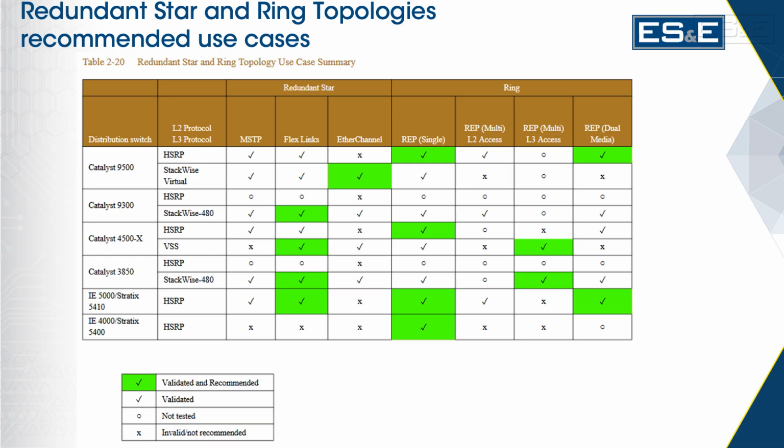So here's a little bit of recommended use cases. Use cases of flex links, EtherChannel. It's kind of like EtherChannel is bonding, and flex links is a form of bonding as well, where you have two connections to the same switch or the same device. But this kind of tells you what's supported, when to use it, and where to use it. So you can see here the Stratix switches. It tells you where to use your REP single, as well as the Catalyst and the Stratix 5400. So it's kind of a good little matrix there.